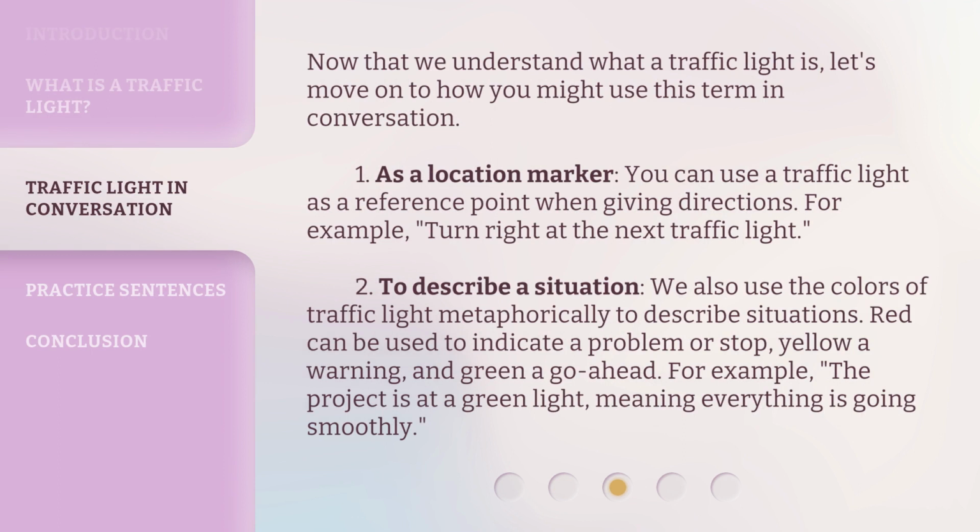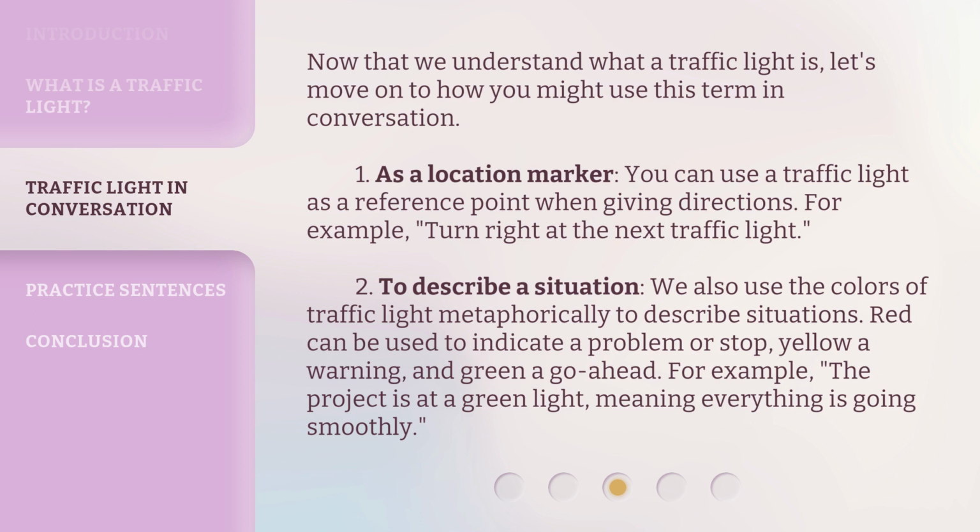Now that we understand what a traffic light is, let's move on to how you might use this term in conversation. 1. As a location marker. You can use a traffic light as a reference point when giving directions. For example, turn right at the next traffic light.